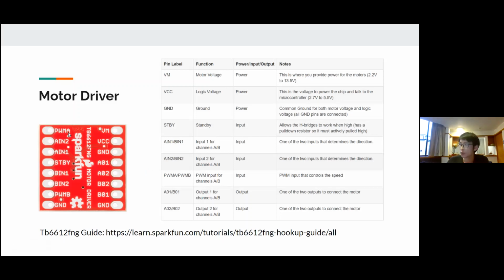If this is at 127, it will be going at half the speed, and so on and so forth. And that is basically like an on and off button.